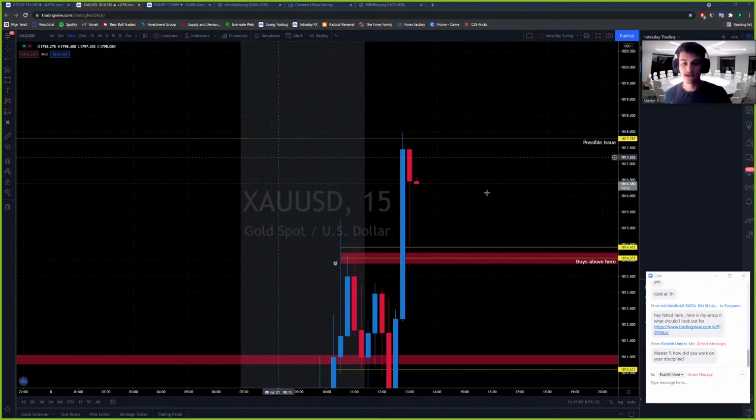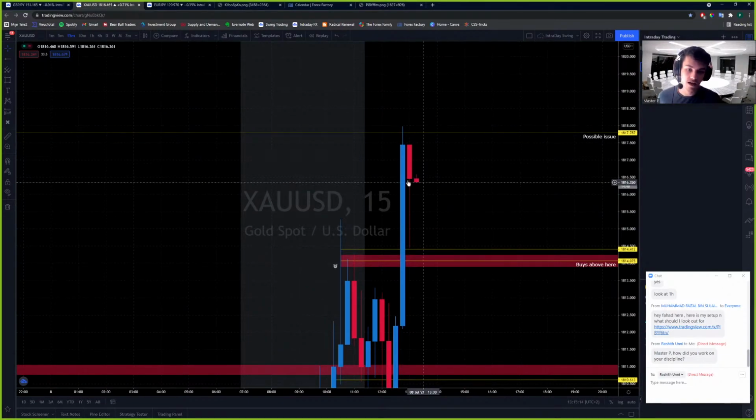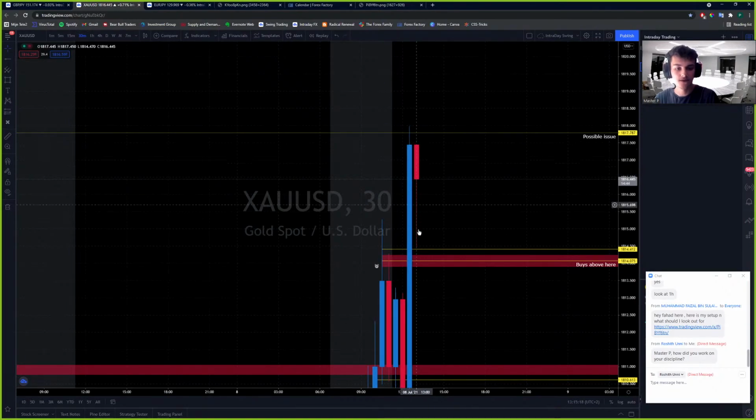So let's see how this candle starts to form before it breaks the high. I'm happy even if it breaks the high with no bottom wick, because the 30-minute created this massive bottom wick, so it's okay if the 15 doesn't have one.